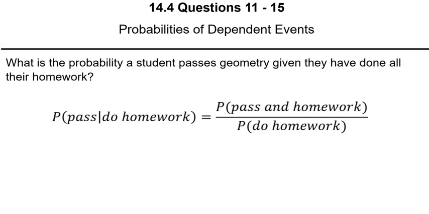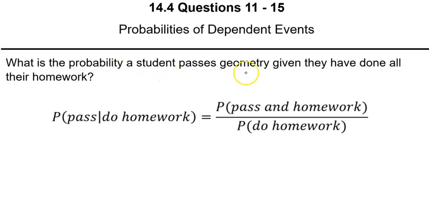Alrighty, so continuing on with assignment 14.4, let's look at 11 through 15. So these times, we're not going to do probabilities of independent events, we're going to do the probability of dependent events. So when events are dependent, what we are going to assume is that the first event always happens. We have to assume that. And then the second event will happen after that.